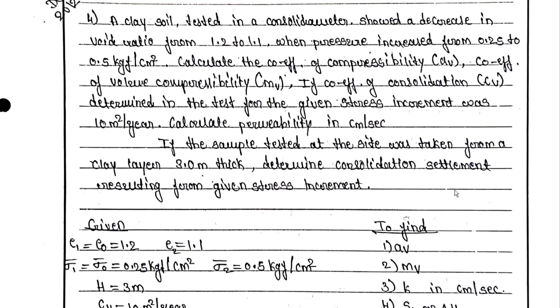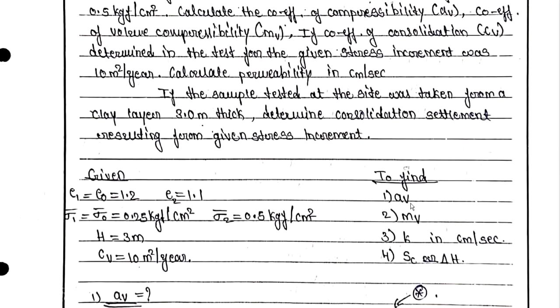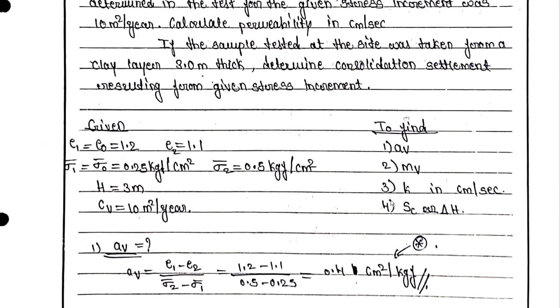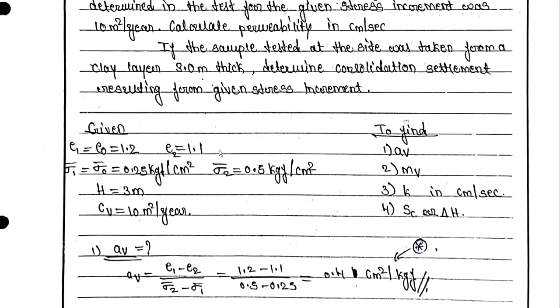First of all, we have to find out av, that is the coefficient of compressibility, and mv, that is the coefficient of volume change, or else I can call it the coefficient of volume compressibility. K I have to find out by considering the value of cv, and similarly I have to find out Sc, or consolidation settlement, that is delta H or Sc.